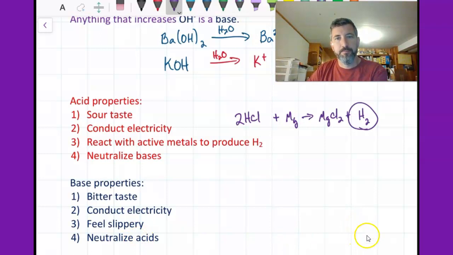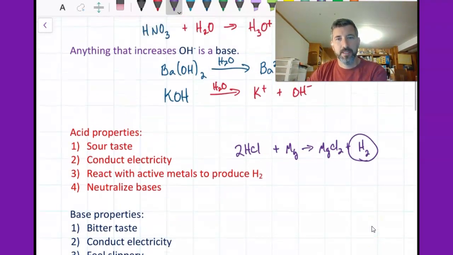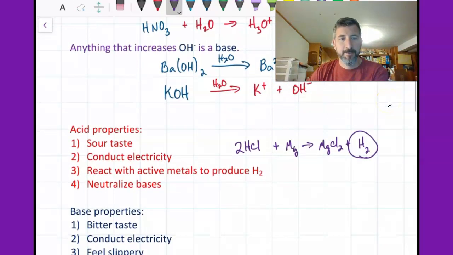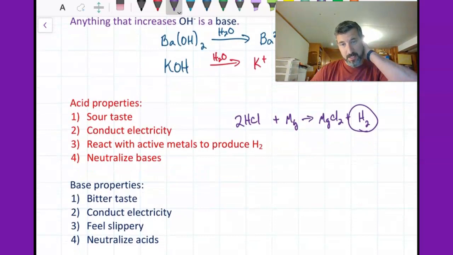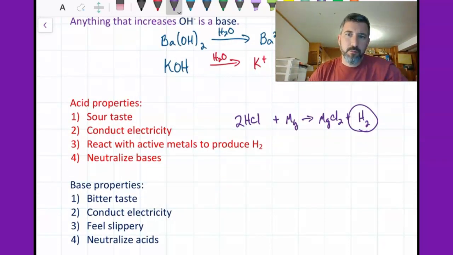Bases conduct electricity because they have ions too, just like acids, like K+ and OH-. And then finally, they neutralize acids. If you've ever taken a Tums, like an antacid, that's what you're doing. You're neutralizing the excess acid in your stomach with a little bit of base. And we'll talk about that later on, like I said.